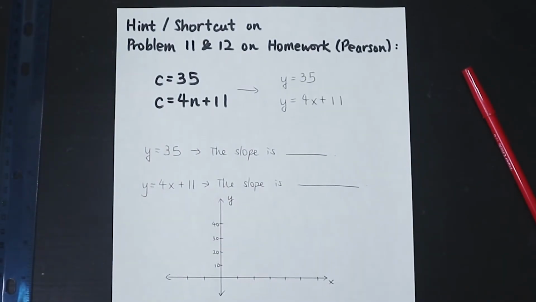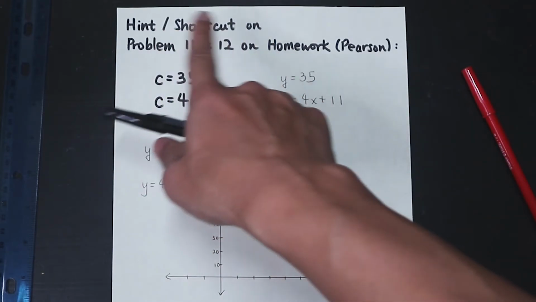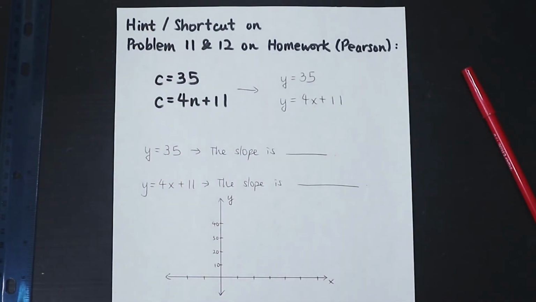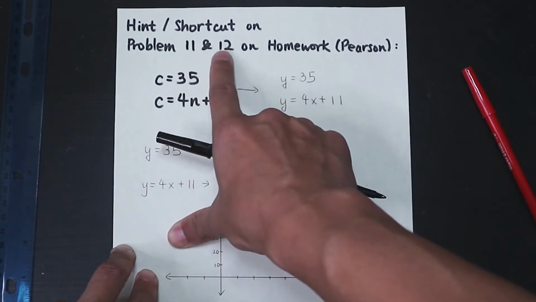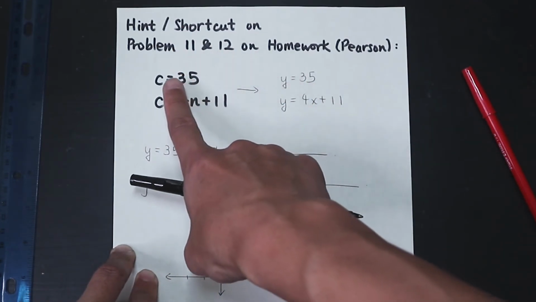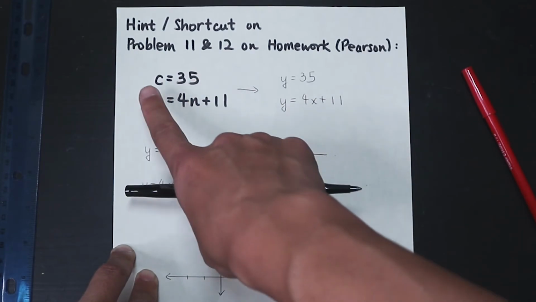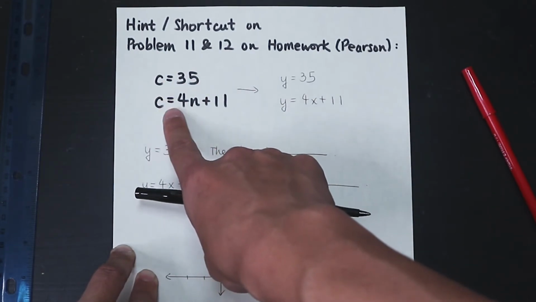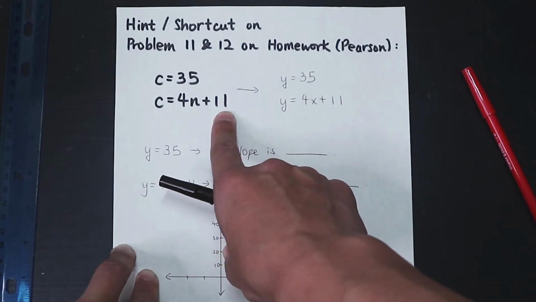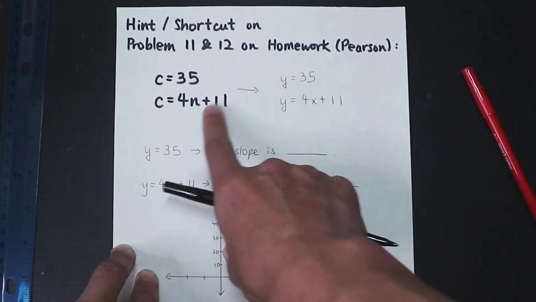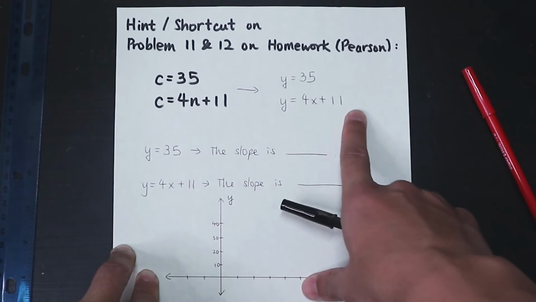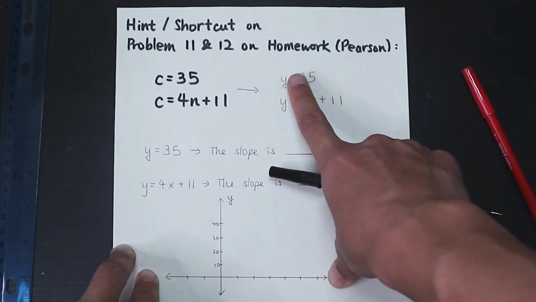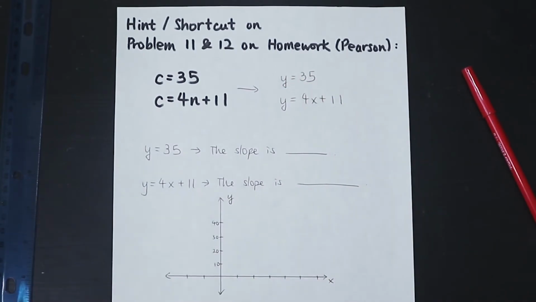Well, before I end this lesson, I want to give you a hint on problem number 11 and number 12 on your Pearson homework. And this is actually a shortcut that you could use without actually calculating some stuff, right? So on problems 11 and 12 on the homework, it will ask you to graph these two equations, c equals 35 and c equals 4n plus 11. And of course, if the c and n confuse you, you could use x and y instead. And from there, you graph these two equations on the xy plane.